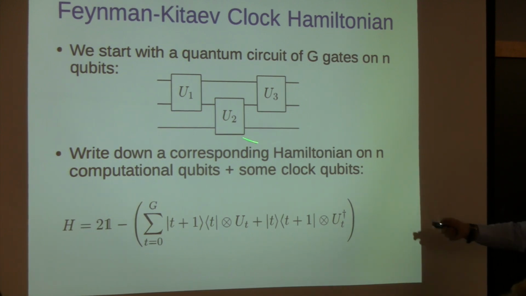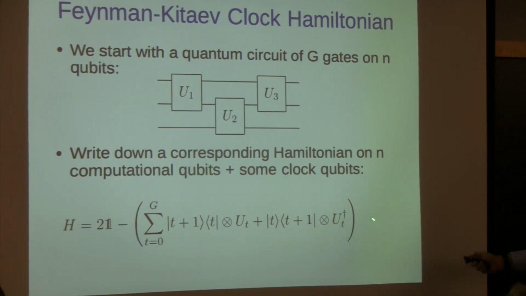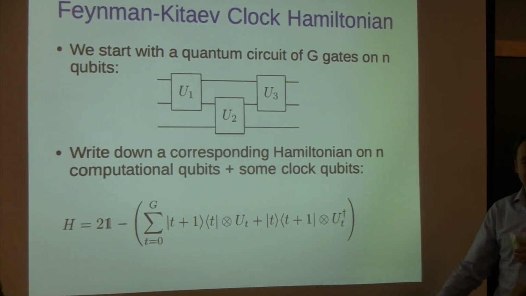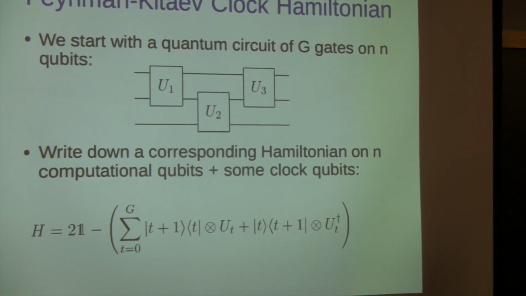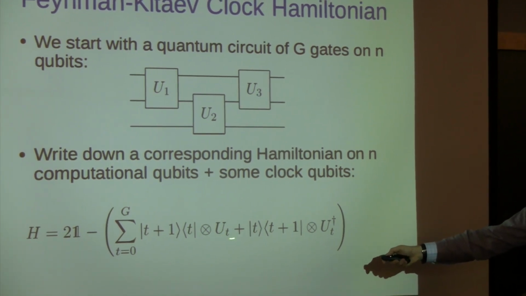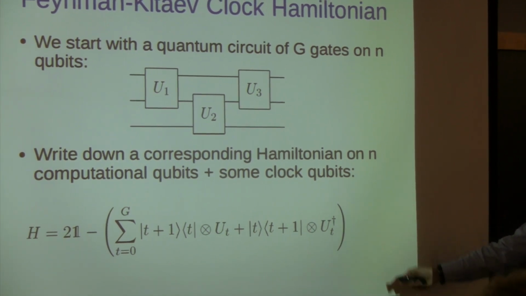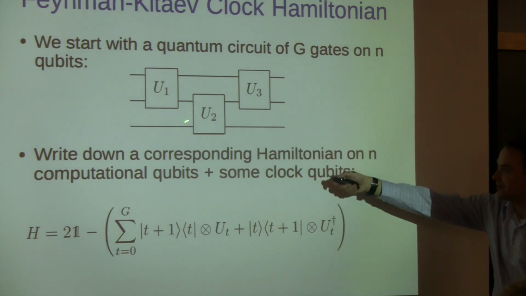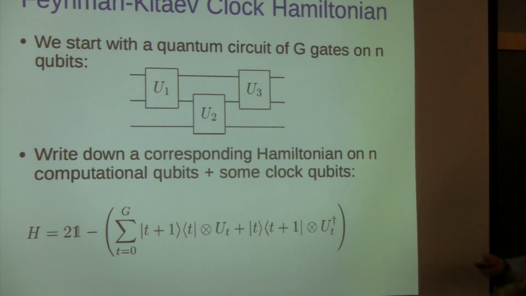We start with our quantum circuit, and then we write down, as our first step, a Hamiltonian like this. This is really Feynman's Hamiltonian. We introduce a new register, which we call a clock register. And these are the gates from the original circuit, and here's the complex conjugate. So this is some kind of hopping Hamiltonian that's simultaneously hopping the clock and hopping the computational state through the sequence of states you get from the circuit.